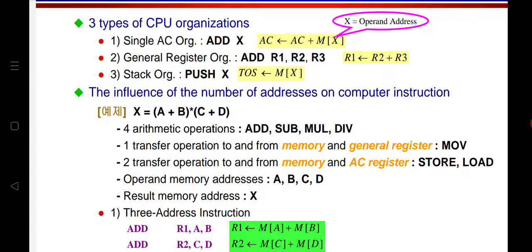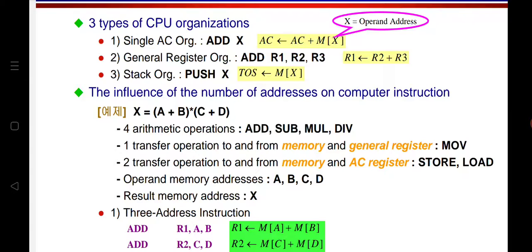Now if I want to transfer data from memory to the accumulator register, or from the accumulator to memory, then we are going to use two instructions: the store and load instructions. Store will store the value, and load will load the accumulator with the memory data. So here, operand memory addresses.